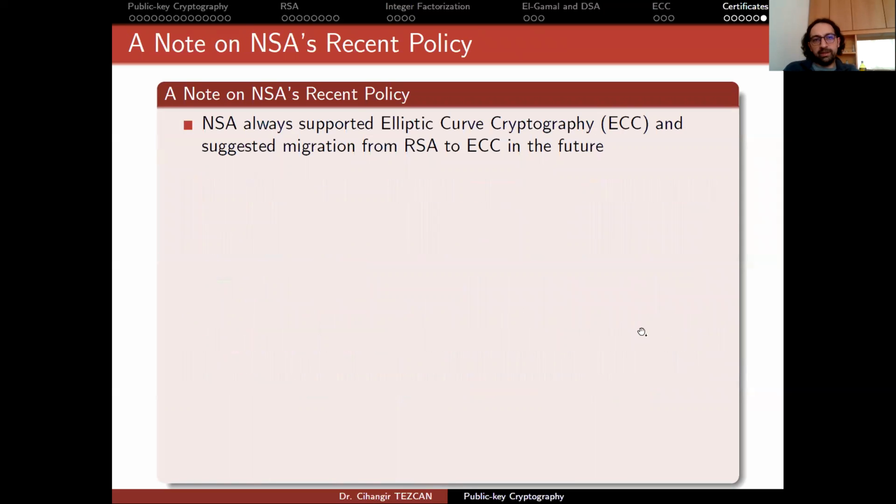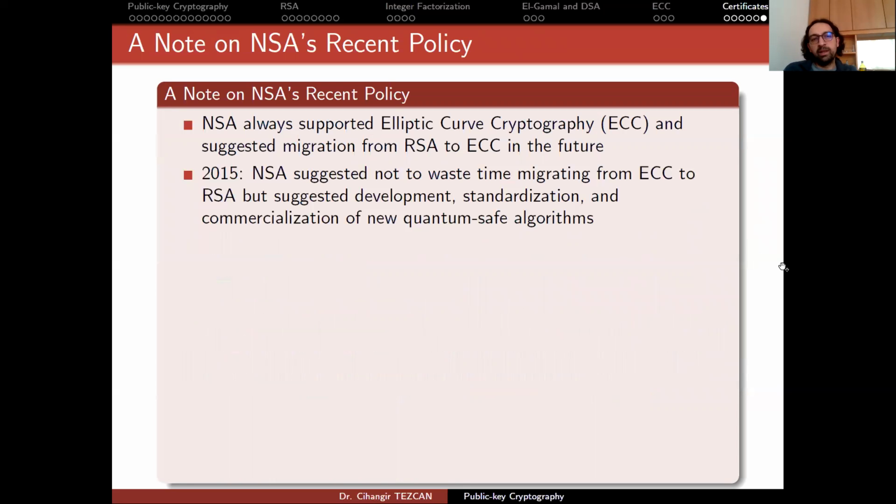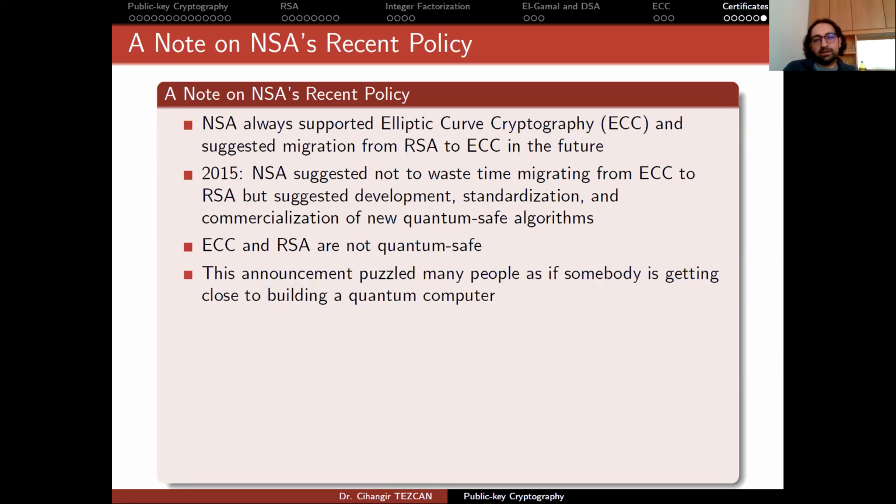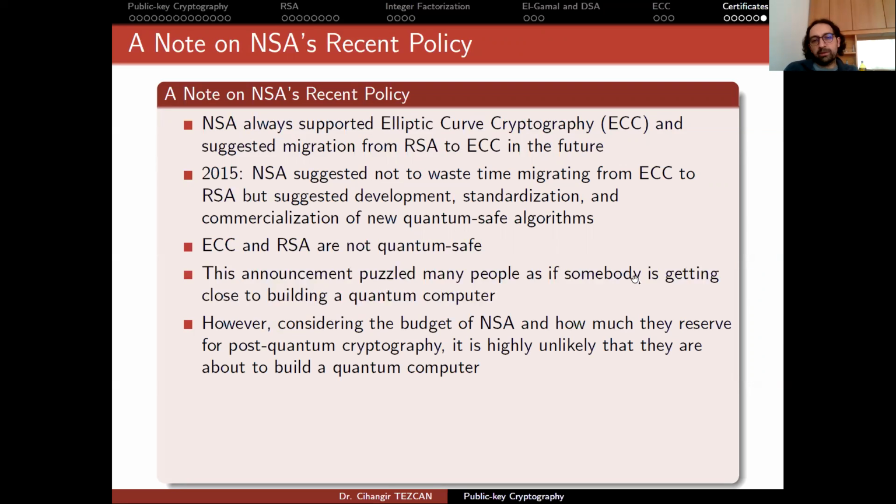A few years ago, the NSA published a note. So far, the NSA always supported elliptic curve cryptography and suggested migration from RSA to elliptic curve cryptography in the future. But in 2015, the NSA suggested not to waste time migrating to elliptic curve cryptography, and instead suggested development, standardization, and commercialization of new quantum-safe algorithms. As I mentioned, ECC and RSA are not quantum safe. This announcement puzzled many people, as if somebody were getting close to building a quantum computer, and since 2015 nobody has announced such a thing. However, considering the budget of the NSA and how much they reserve for post-quantum cryptography, it is highly unlikely that they are about to build a quantum computer.